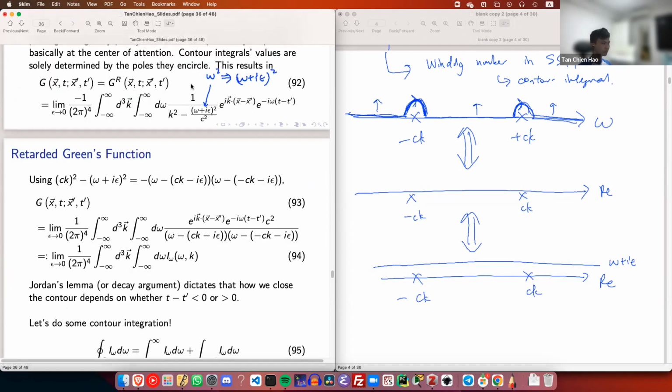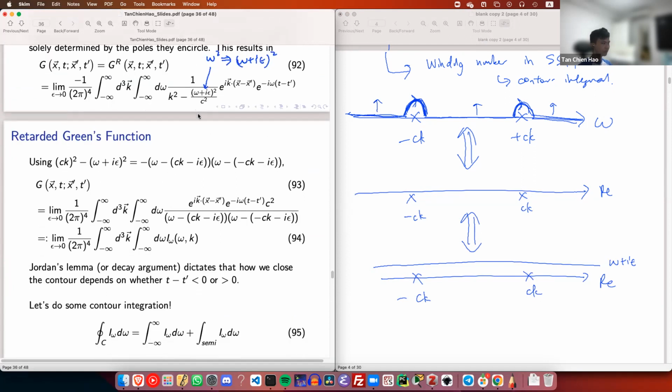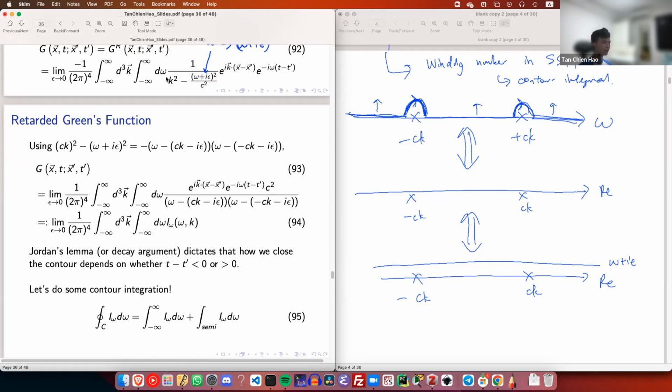So if I expand the denominator out, I can also check that it gives me the following expressions. If I factorize the denominator, I can see that it gives me these two values also. And you can see that these are roots at omega equals ck minus i epsilon.